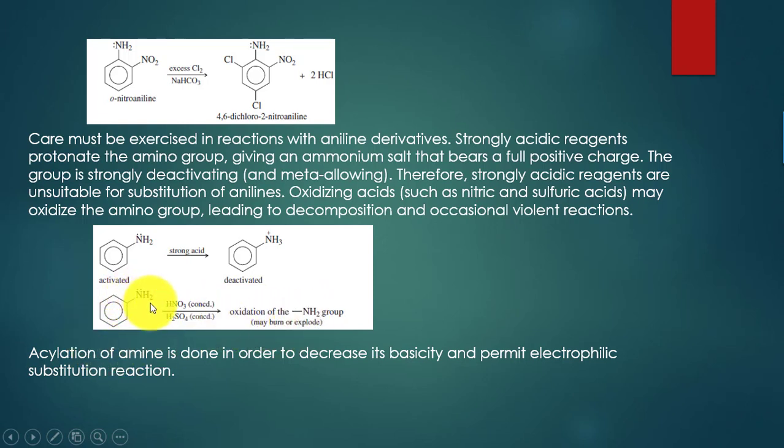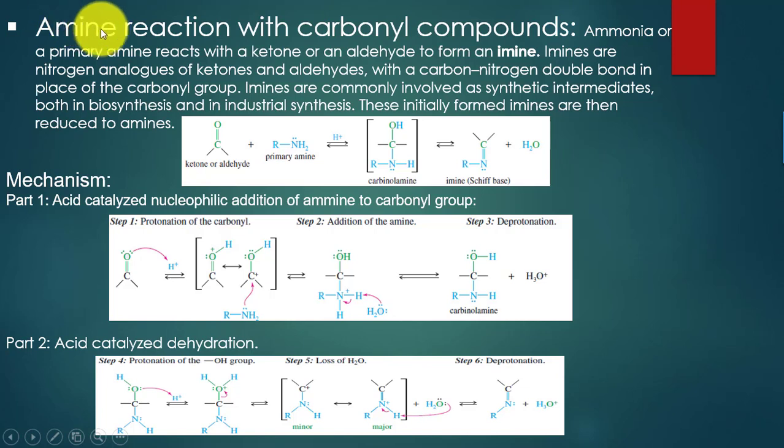So when an amine group is attached to the aromatic ring, in order to substitute another electrophile on the aromatic ring, acylation of the amine is done, because acylation decreases the basicity and permits the electrophilic substitution reaction. Next reaction is amine reaction with carbonyl compounds.